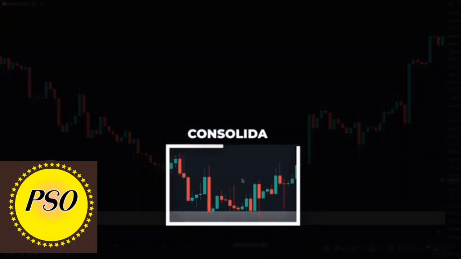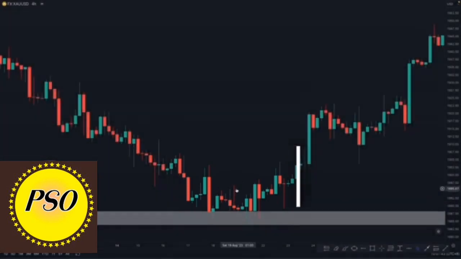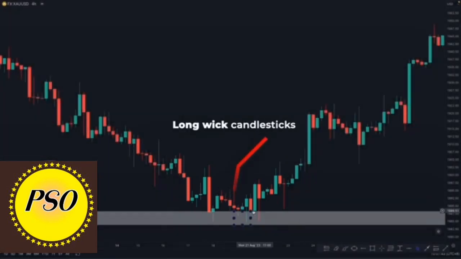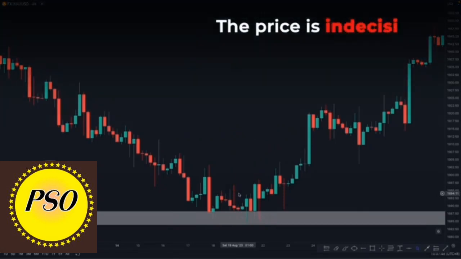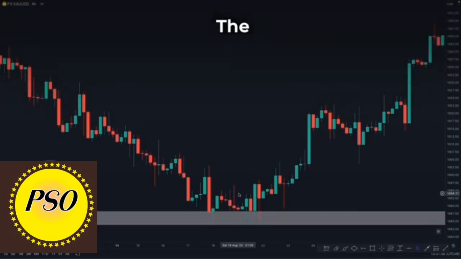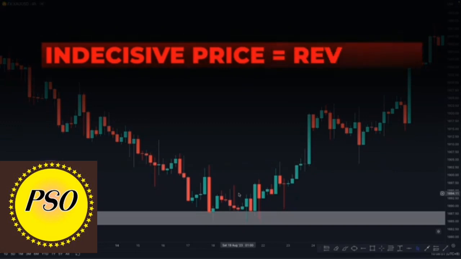So at this point of time, we start seeing price consolidating, going sideways, giving us multiple long wick candles. You can see long wicks, long wicks, long wicks, and then there's also your doji candlesticks right here. What does all this tell us? This tells us that price is indecisive. That is a very big factor. When price tells us that it is indecisive, you must expect a reversal. Let me repeat myself. You must expect a reversal when price is indecisive like this.